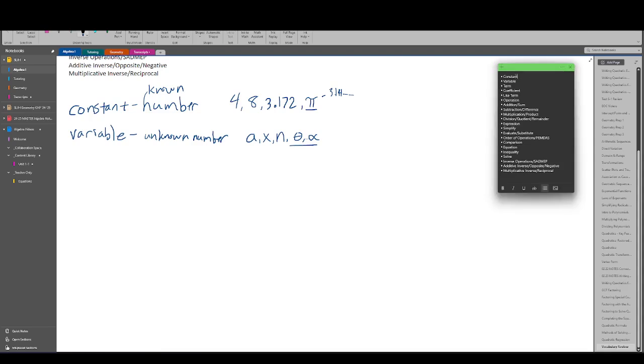Said I would mark these off as we go. So we did constant, we did variable. Constants and variables are two kinds of numbers. One, we know how much it is, and the other, we don't. Term is the next one.